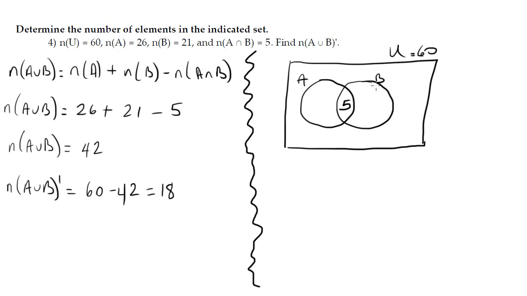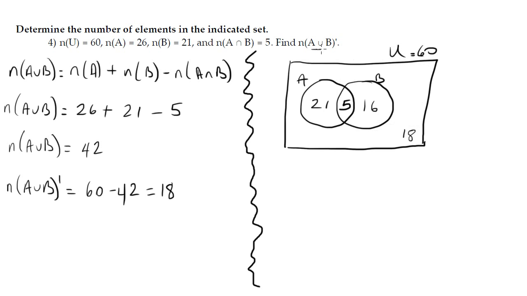There are 5 elements in B already. 21 minus 5 is 16. And if you add these up, you can see I have 21 elements in B. A has 26. I have 5 in A already. That's also in B, but I have 5 in A already. 26 minus 5 is 21. So if you add up all these elements in the A circle, you'll see there's 26 in there. So, let's see, 21 and 5, that's 26, and 16, that's 42. So that means there should be 18 out here, since 42 plus 18 is 60.